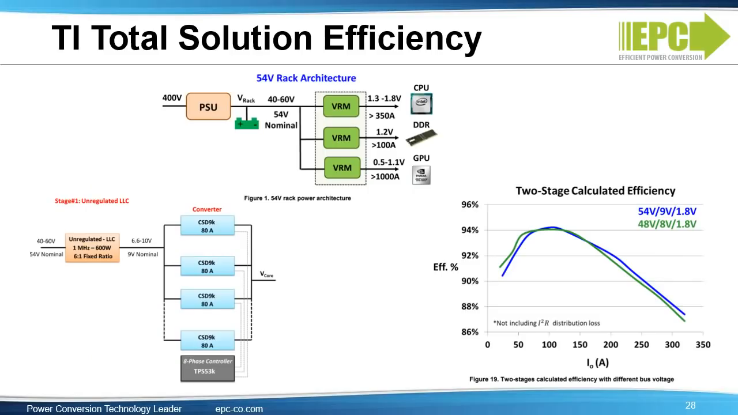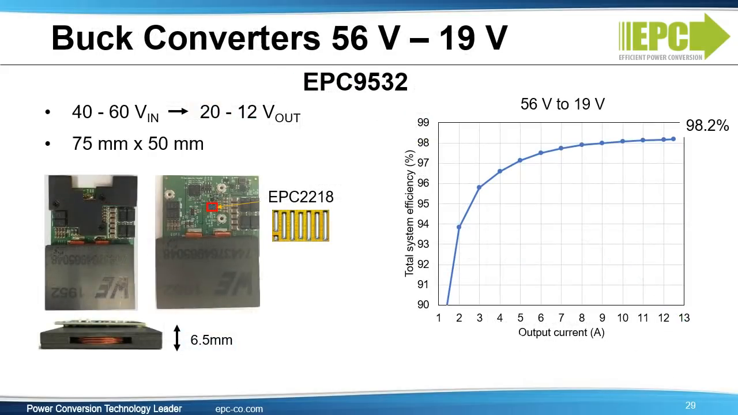The TI reference design covers the full solution to power a CPU. This consists of an LLC module, which converts to an intermediate voltage, followed by a 4-phase multi-phase solution that converts to 1.8 volts. The total efficiency of the 2 stages is 94% peak. This is one reference design that will be available soon from EPC.